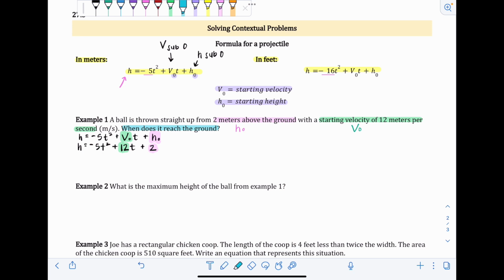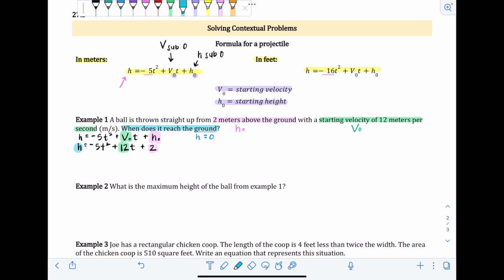So it's asking us to solve for a time, because it says when, and when is like what time, and the time for a specific height. In this case, it's when the ball reaches the ground. So we have to think, what is the ground's height? The ground's height is 0. It's on the ground, so we would put 0 in for just the regular h.